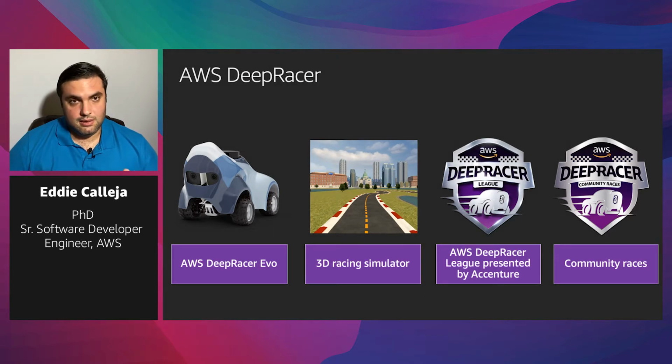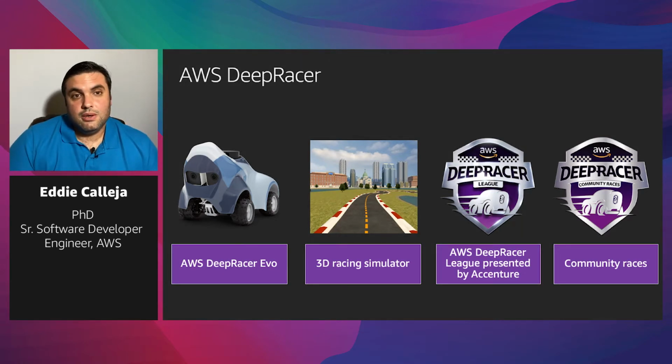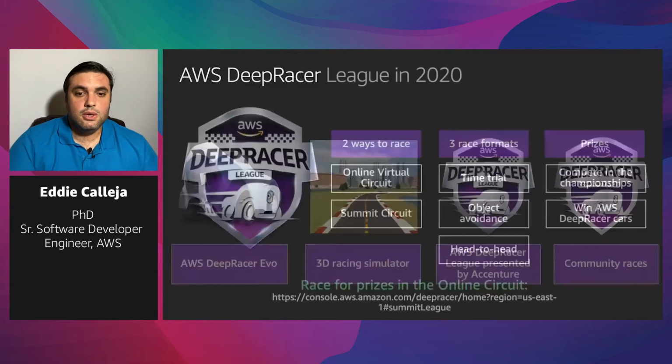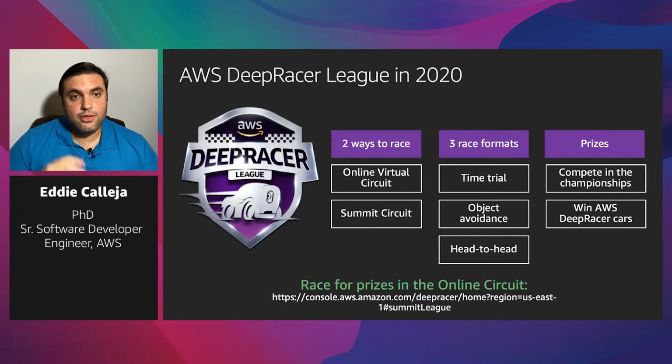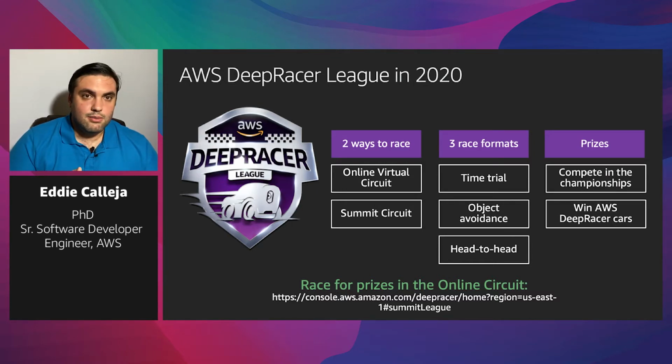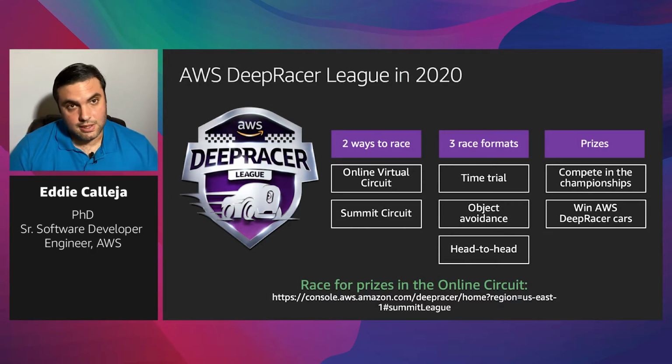the league runs on a monthly basis. And every month we release a new track, and it's a new competition. But you may want to host your own event and host your own competition with your buddies, and that's why we introduced community races. So the DeepRacer League in 2020, we added 3 new racing formats, which I'm going to talk about here in a second. So now we have time trial, object avoidance, and head-to-head. And we also have our online virtual circuit and our summit circuit, where you actually compete virtually in the summits.